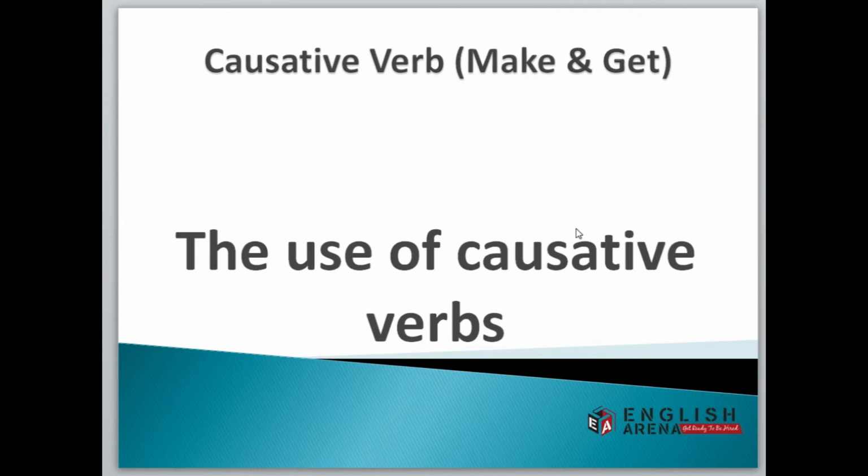Now first I will talk about the usage of causative verbs, like when do we use causative verbs. So guys, we are not the experts of doing everything, right? No one can do everything. Sometimes we need other people to do our jobs. Let's take a situation. Suppose you have long hair and your parents want you to have short hair and they shout at you all the time.